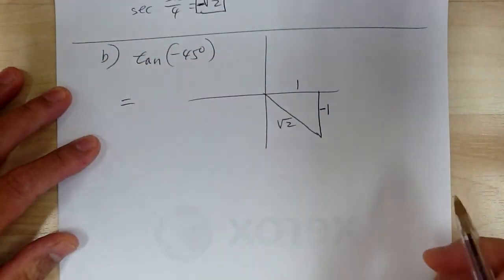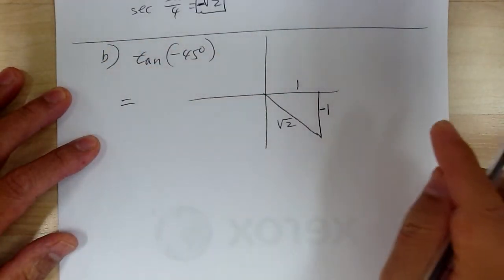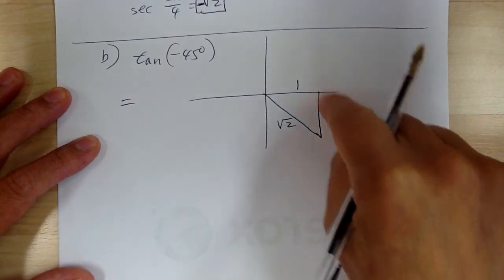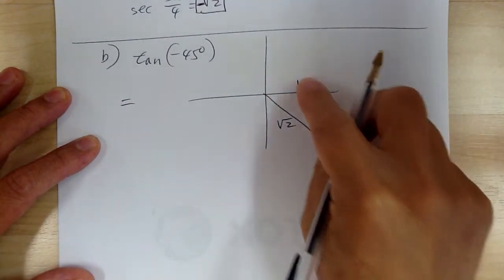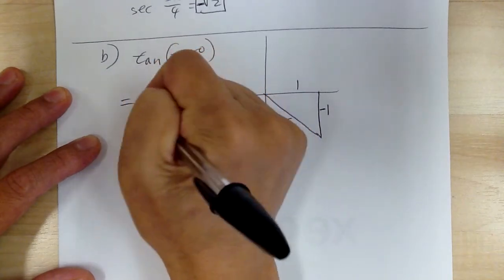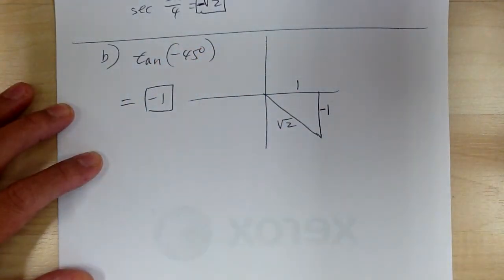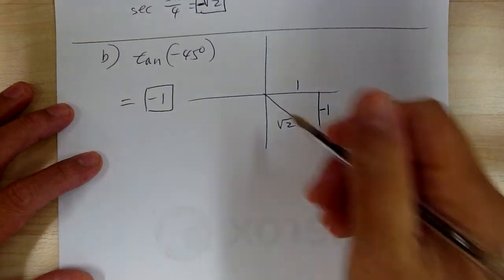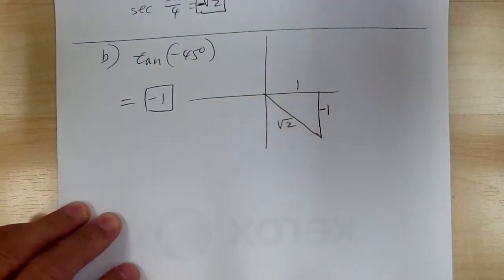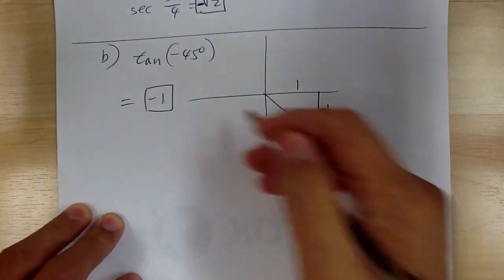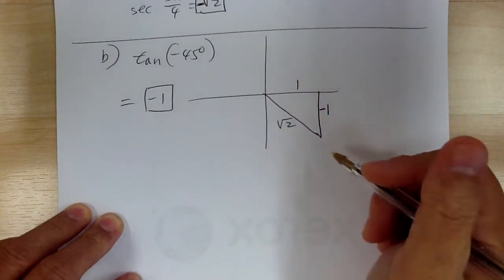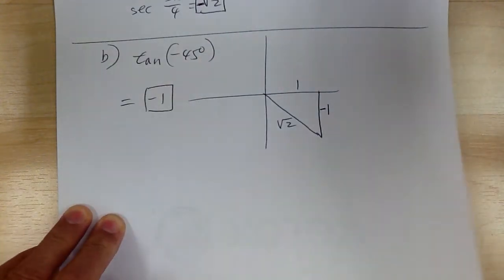So now you can go and use your function now. Tangent is vertical over horizontal, so it'd be negative 1 over 1, so therefore it's negative 1. Again, we're not doing anything new. The only thing you have to do is locate the position of the angle, draw a triangle, get 3 sides, and write your ratio.